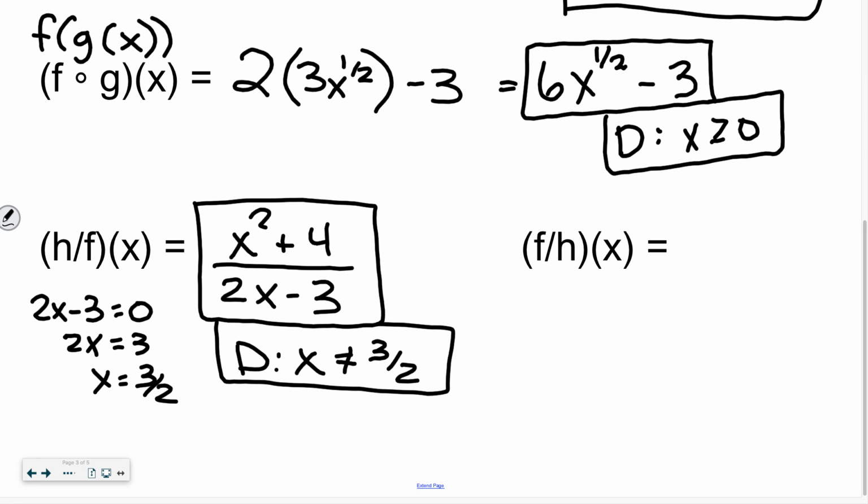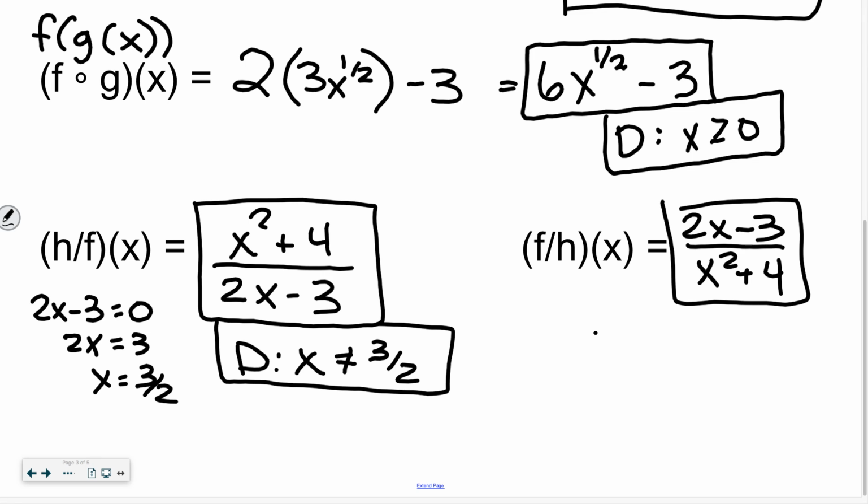Okay, let's look at f divided by h. That's just flipping it, right? So this would be pretty easy for us. 2x minus 3 over x squared plus 4. Okay, what do you say about your domain now?